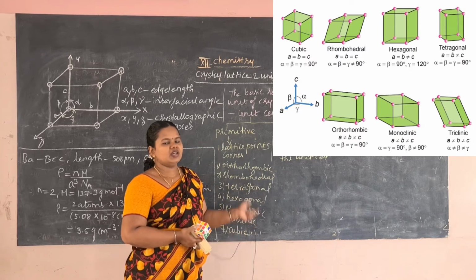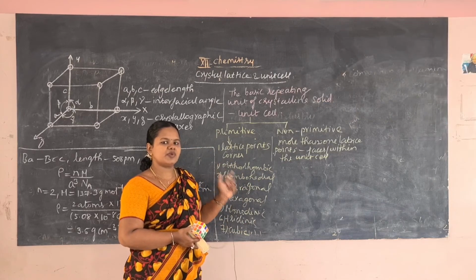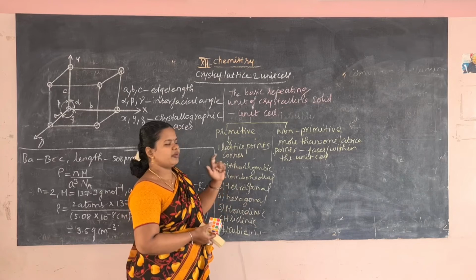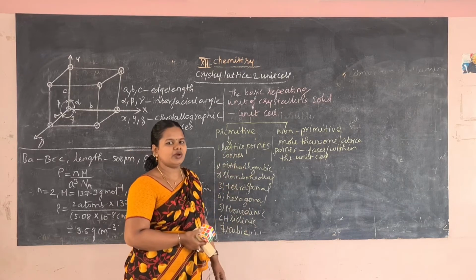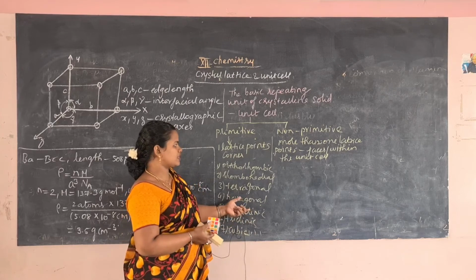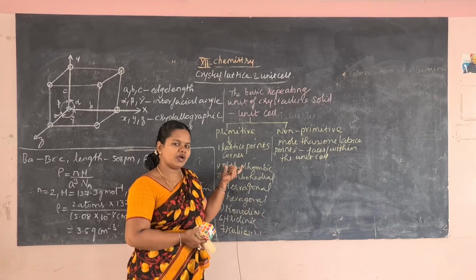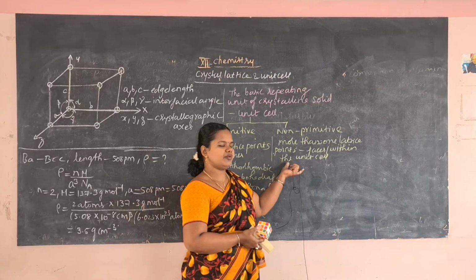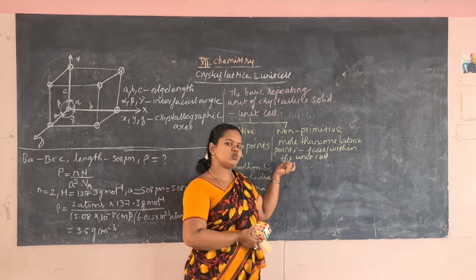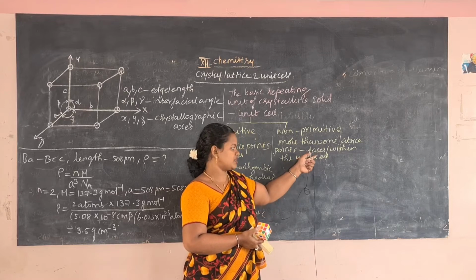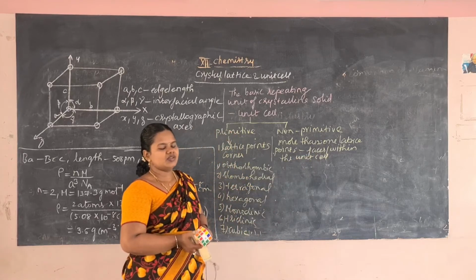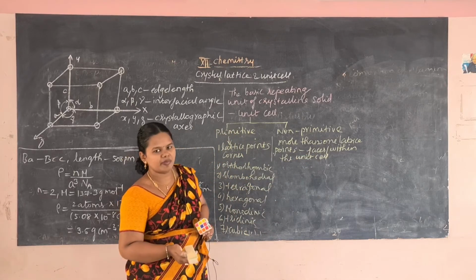So we have 2 types of unit cell, that is primitive unit cell and non-primitive unit cell. So in this, the primitive unit cell will have only one lattice point, and the non-primitive unit cell will have more than one lattice point, and then the atom will be shared by the faces or within the unit cell. So this is about the primitive and non-primitive unit cell.